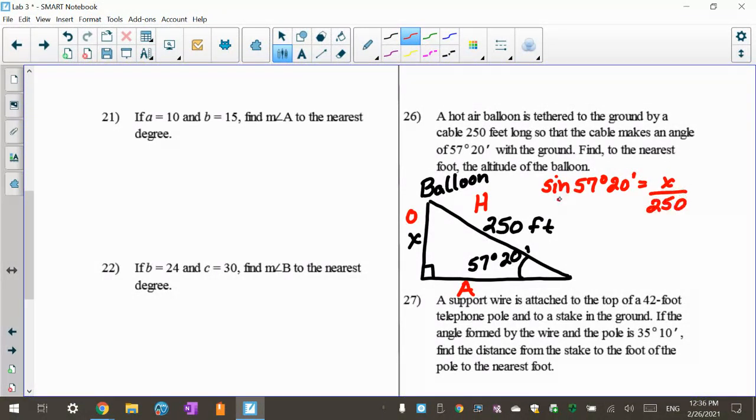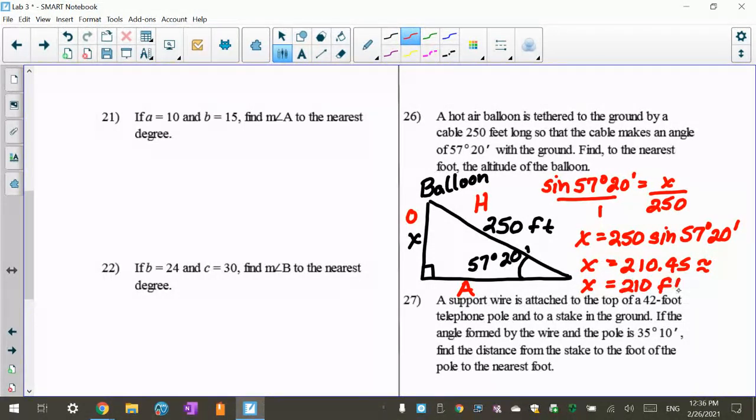And then basically you're just going to cross multiply and put this right in your calculator. So you're going to put in 250 times the sine of 57 degrees and 20 minutes. And when you do, you're going to get 210.45. So x, if I'm going to round it to the nearest foot, is going to be 210 feet. So here you're actually using it.